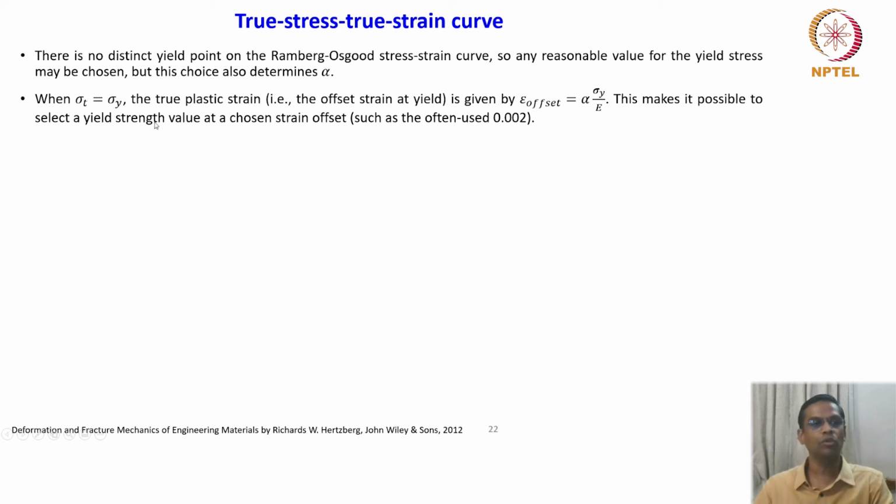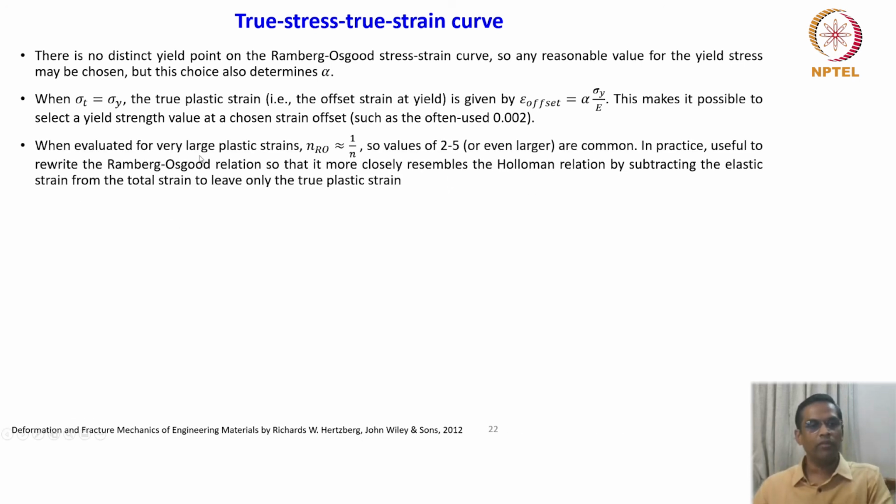This makes it possible to select a yield strength value at a chosen strain offset, such as the often used 0.002. I just mentioned in the very first introduction of the engineering stress strain curve, there is an offset yield stress that is also called the proof stress. So this is what it is. On the strain axis, you mark this point 0.002 value, and from there you draw a straight line, and wherever it intersects the curve, that is the 0.2% offset yield strength, or it's called proof stress.